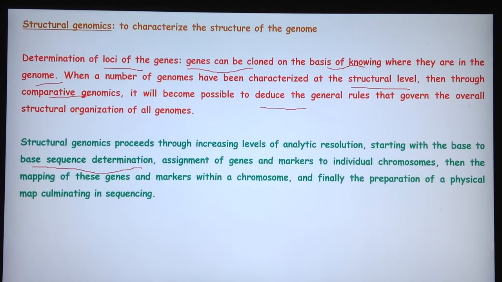And structural genomics proceeds through increasing levels of analytical resolution, starting with base to base sequence determination. So this base to base sequence determination is basically part of physical mapping. So physical mapping basically deals with sequencing projects. In sequencing we will come up with the base to base sequence, and finally after we come up with the base to base sequence, we will assign the genes and markers to individual chromosomes, and then map these genes and markers within a chromosome, and finally prepare the physical map culminating in sequencing.